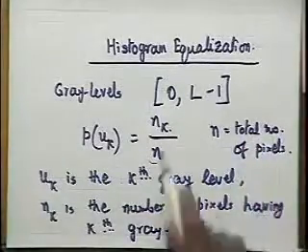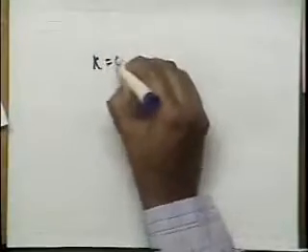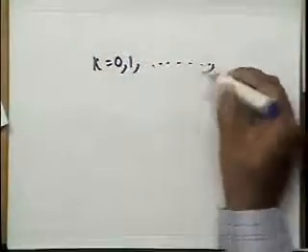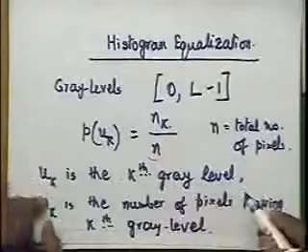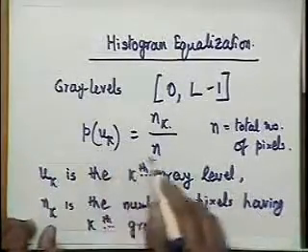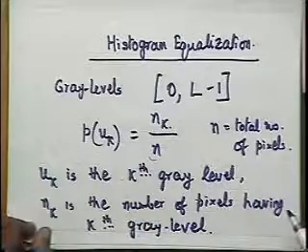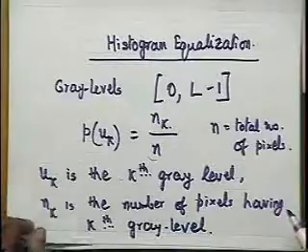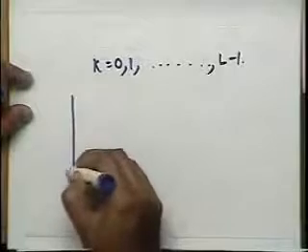So if we compute this for k equal to 0, 1, 2, etc., all integer values in the range of 0 to L minus 1, then what you are getting is a discrete function of P of uk, and this discrete function is defined as the histogram of the image. So typically a histogram will look something like this.